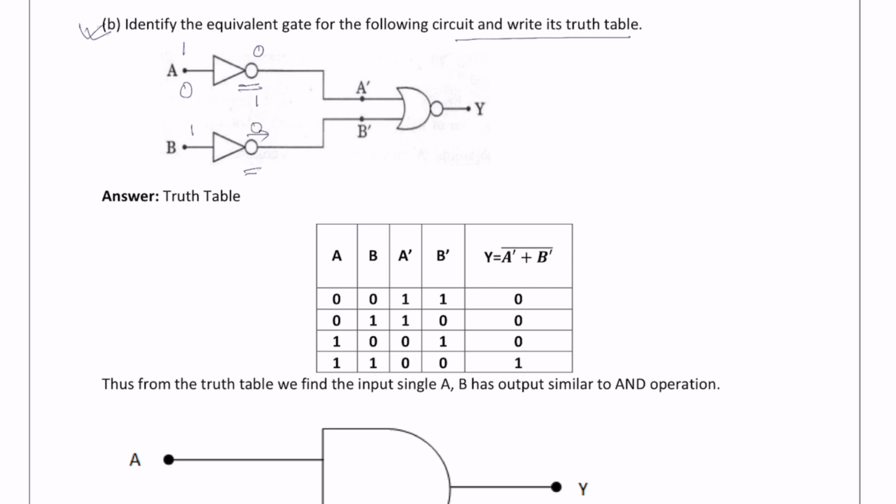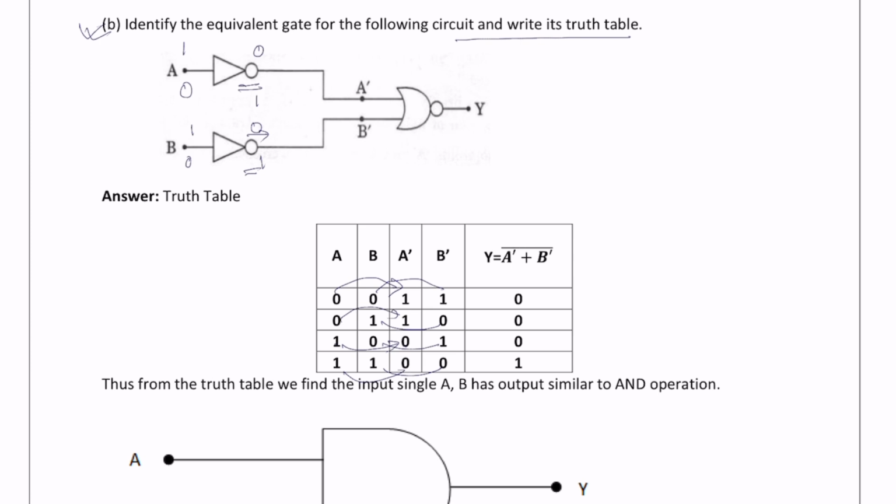If it is 0, meaning low voltage, then it becomes high. Correct? So when A is 0, then A dash is 1. When A is 1, then A dash is 0. So this is just the NOT condition, correct? So it changes the signal, it reverses the signal. Similarly, B becomes B dash. So we have separately shown this. B dash means after passing through the NOT circuit, it just reverses.